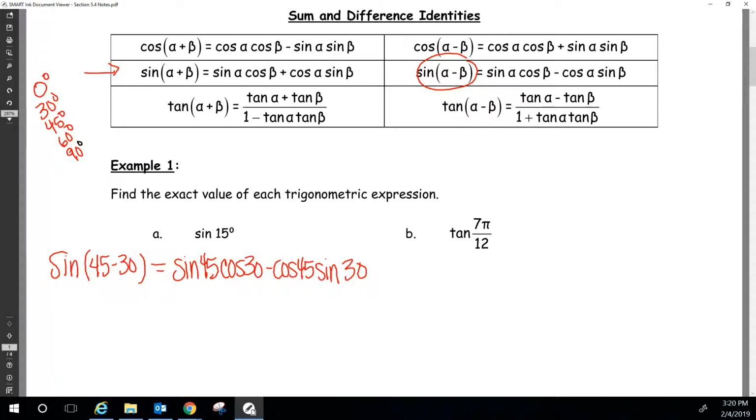So how did that help us? Well, we know what sine of 45 is, and cosine of 45 is, and cosine of 30, and sine of 30. So now we can figure out what that exact value is. So sine of 45 degrees, I want to know what's the y value at 45 degrees. That's square root of 2 over 2. And cosine of 30 degrees, that's my x value at 30 degrees. That is square root of 3 over 2. Minus cosine of 45 degrees, again, that's x at 45, square root of 2 over 2. Sine of 30 degrees is 1 over 2.